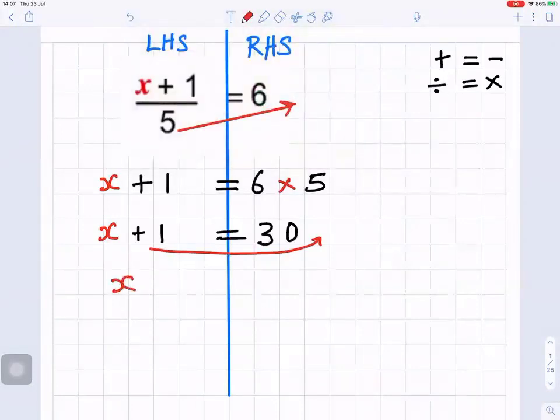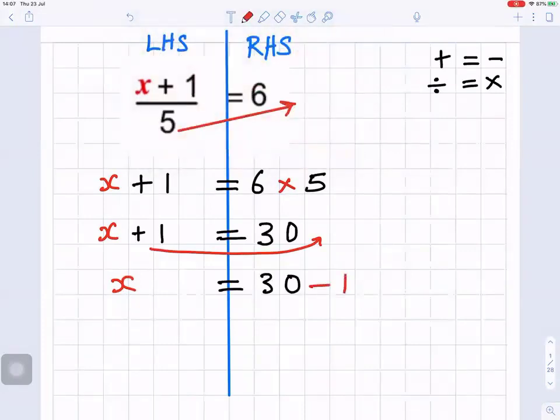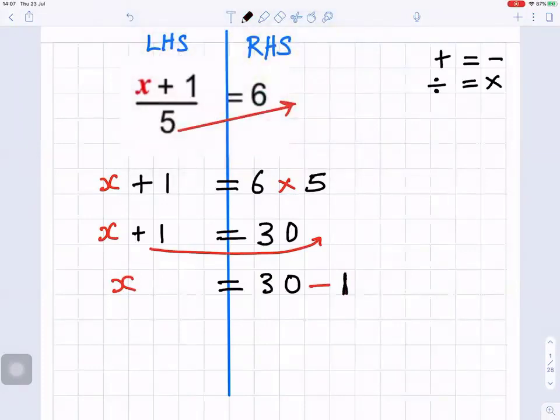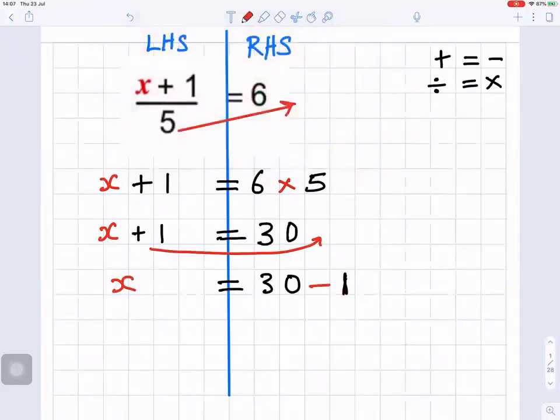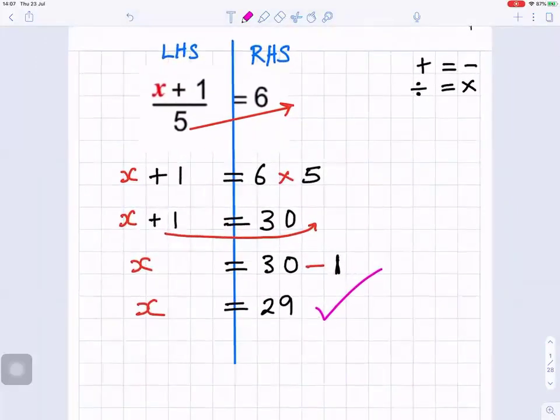So x becomes equals to 30 minus 1, because there was plus 1. So your answer now, x equals 29. That's your answer. And once you got x equals 29, you can check your work.